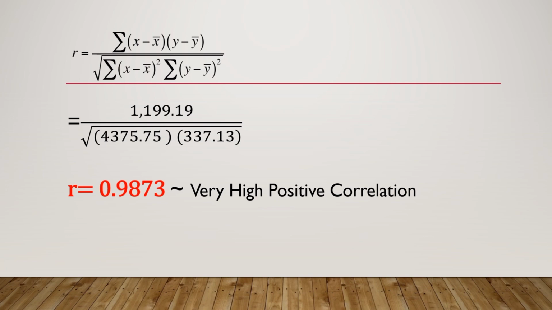So our answer will be equal to 0.9873. The interpretation of that, if you refer to the table that I gave in the previous video, means very high positive correlation, because it is very near to 1.